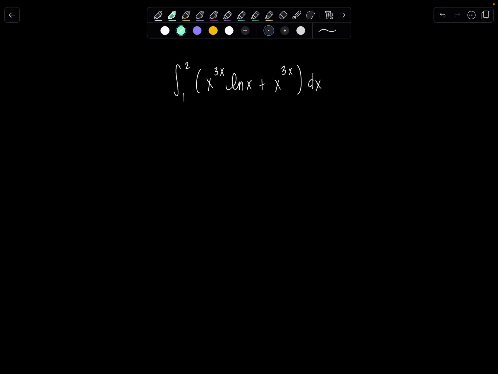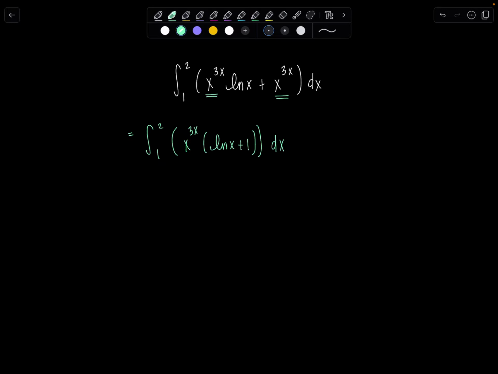Okay, if you tried it on your own, the answer is 21. Is that what you got? Oh, good. So here we go. First thing I noticed was that we have this common factor of x to the 3x, so I did factor it out, hoping for some inspiration. So then you have x to the 3x times natural log of x plus 1 dx.